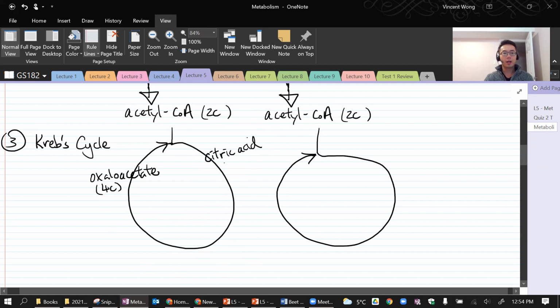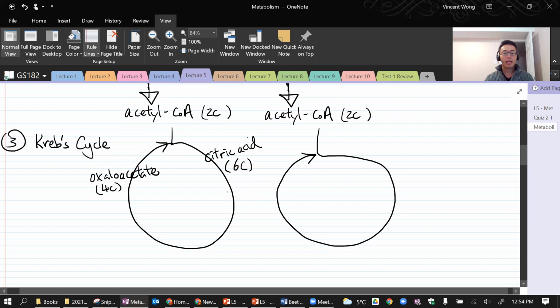So again, help me out, folks. What is the number of carbon here? 1, 2, 3, 4, 5, 6. How many? Okay, Paul says 6. That would be correct because you have the 2 original carbon from the glucose, plus these 4 carbon from oxaloacetate. 4 plus 2 gives you 6.